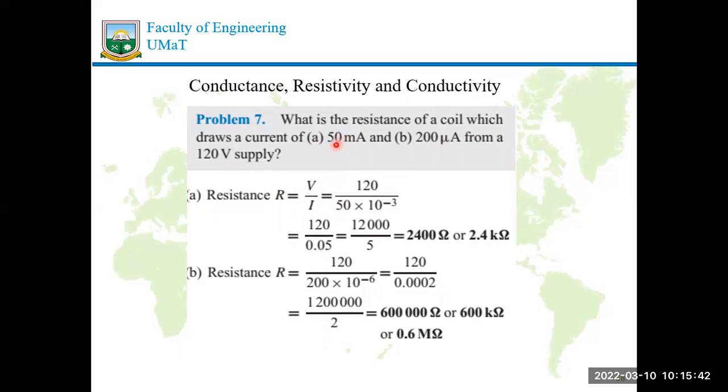In the first case, we have 50 times 10 raised to the power -3. That ends up giving us 2.4 kilo ohm. And the second case, we have 120 divided by 200 times 10 raised to the power -6. And that ends up giving us 600 kilo ohms. Or someone can furthermore move the decimal point here in order to get it in the mega ohms.